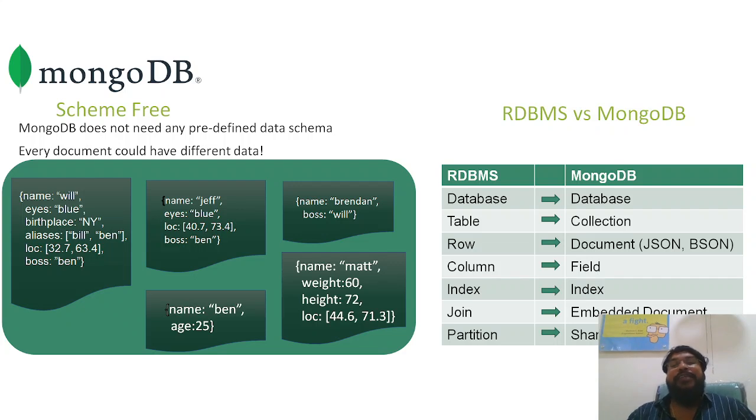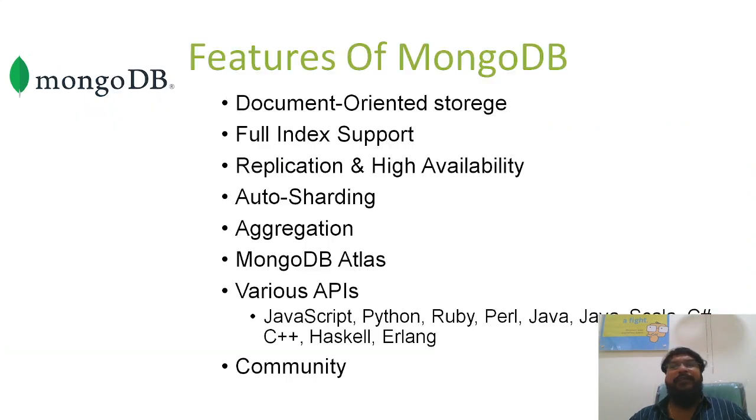And this makes MongoDB a very flexible one, because here we are not defining any sort of schema. It does not have any predefined data schema. So every document will have its own different data. That's why many companies are migrating to MongoDB nowadays.